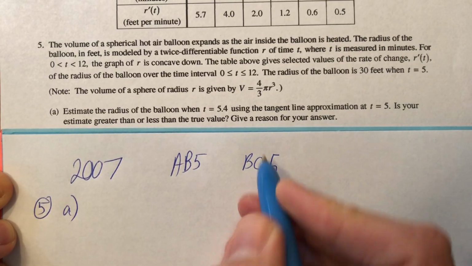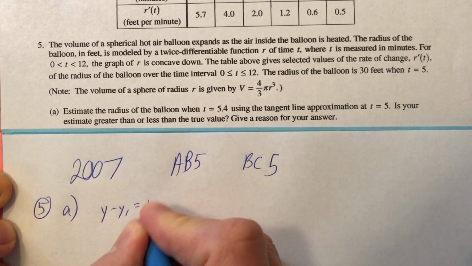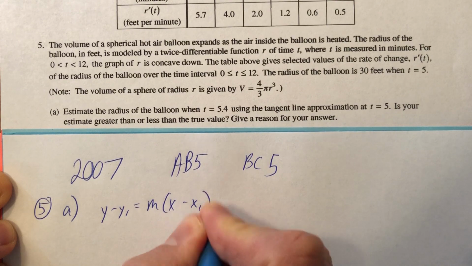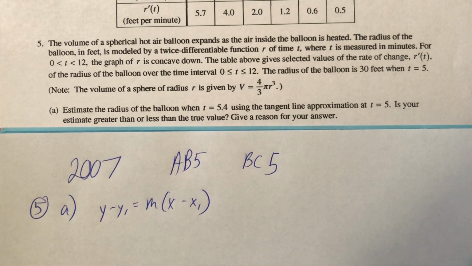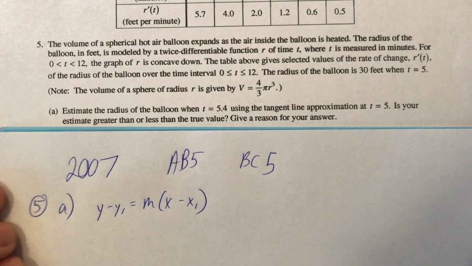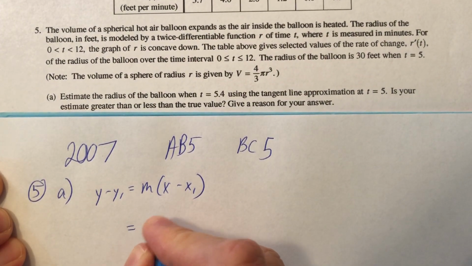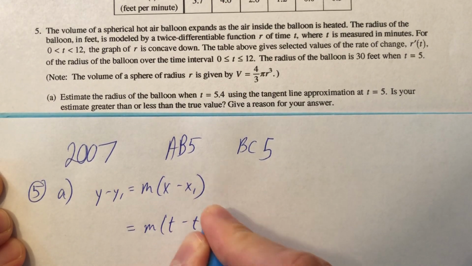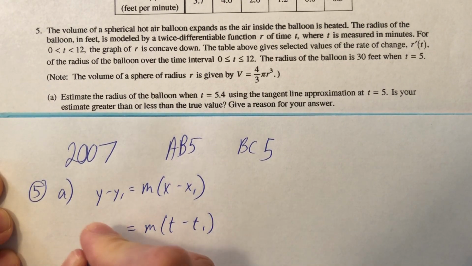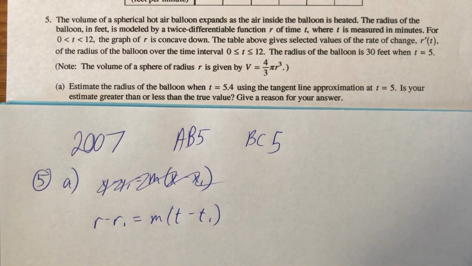So 5a, tangent line. y minus y1 equals m times x minus x1. I'm actually doing the exact same thing I did when I worked this one out myself, and I kind of used the wrong variable. So I'm going to shift gears for just a second. The x is actually t, and I'm going to be a little more specific with what I'm doing here. So t minus t1, and y is r, so r minus r1. There we go. So that's more what I need. That's sloppy, but there. I marked it out. Hope that doesn't bother you.